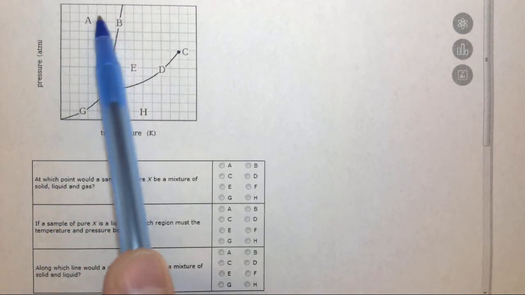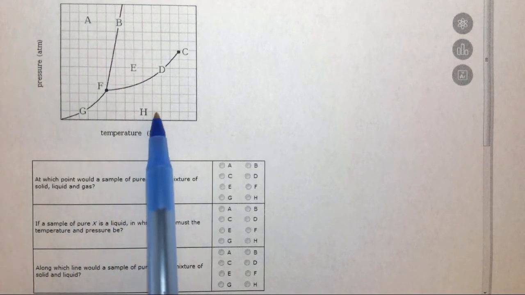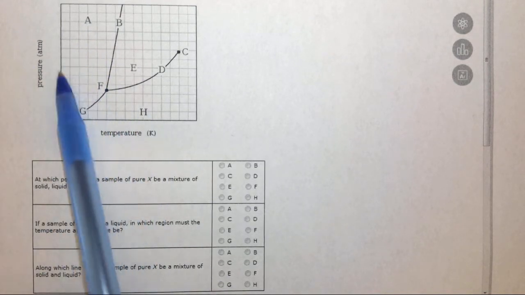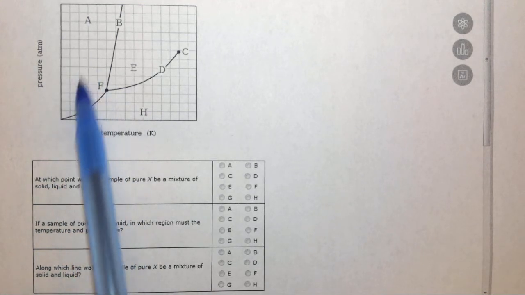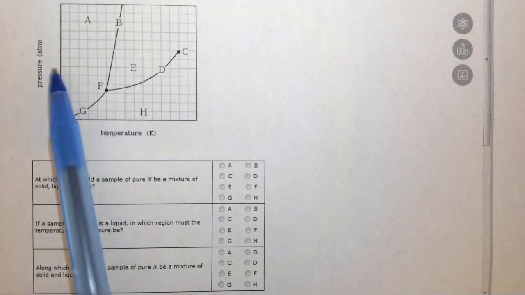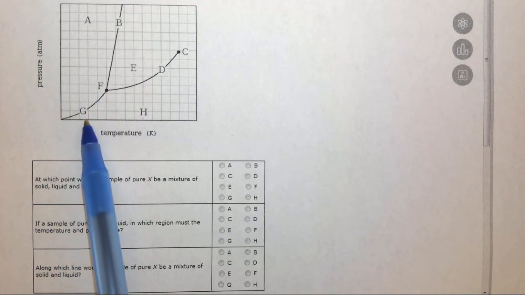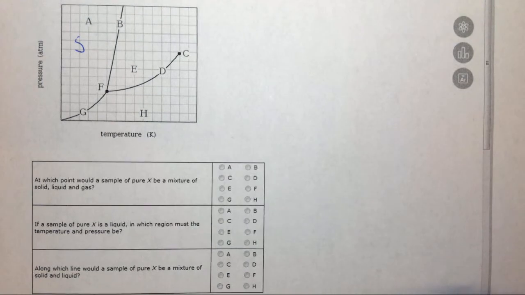So the first region I'd like to look at is A, just because it's labeled A. Basically, we have relatively low temperatures, so pretty far to the left on the x-axis, and everything except extremely low pressures, very low down here on the y-axis. So at low temperatures and anything but extremely low pressures, the substance will exist as a solid.